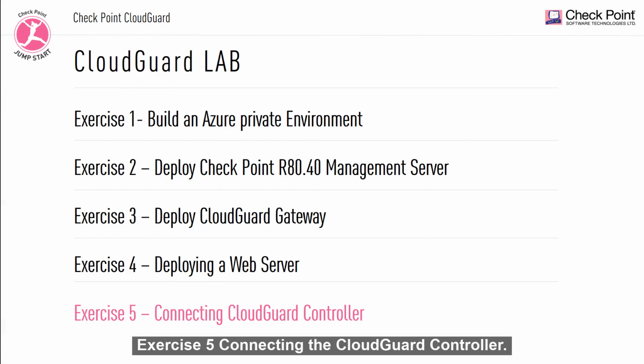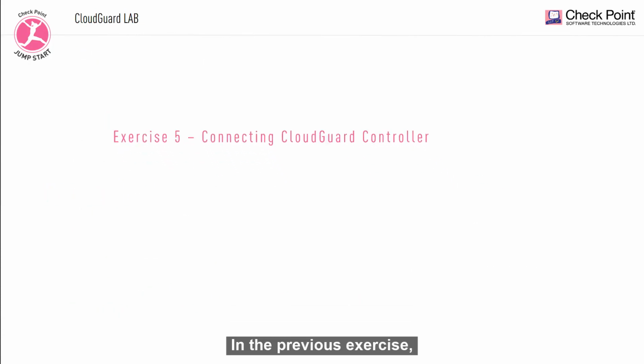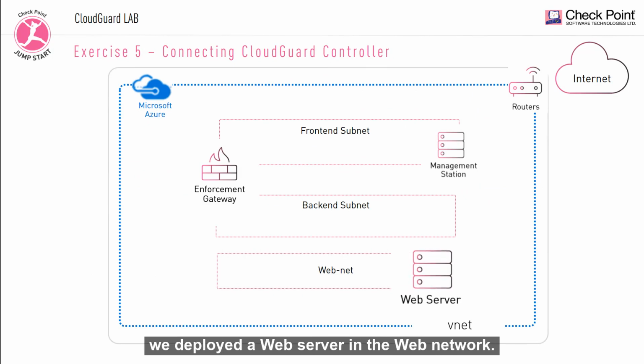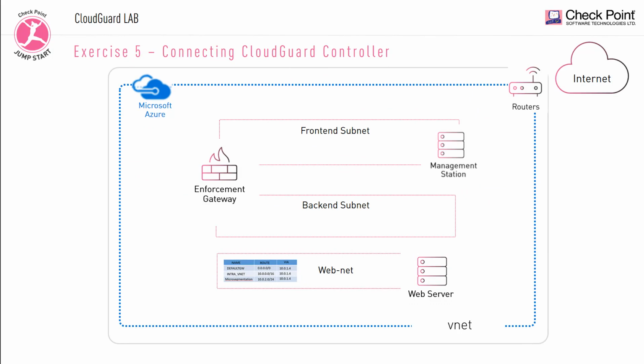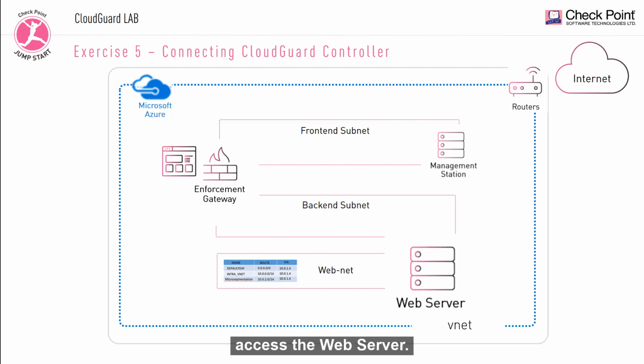Exercise 5, connecting the CloudGuard controller. In the previous exercise, we deployed a web server in the web network. We created a route table and we added 3 routes. We then created the firewall policy and NAT rule base to be able to access the web server.